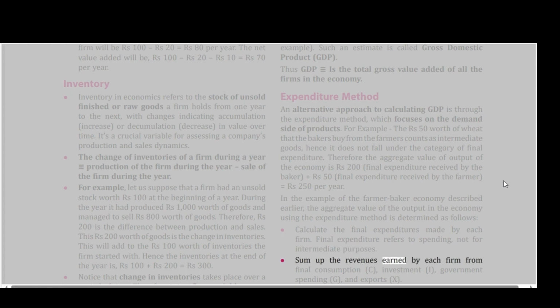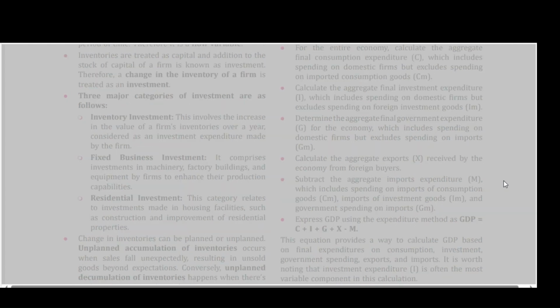Sum up the revenues earned by each firm from final consumption, C, investment, I, government spending, G, and exports, X. For the entire economy, calculate the aggregate final consumption expenditure, C, which includes spending on domestic firms but excludes spending on imported consumption goods, CM.